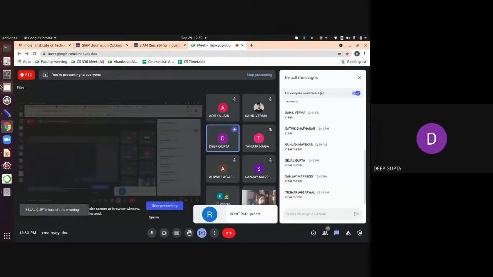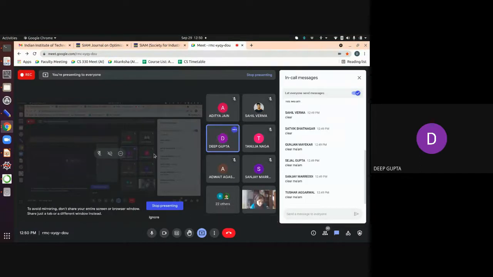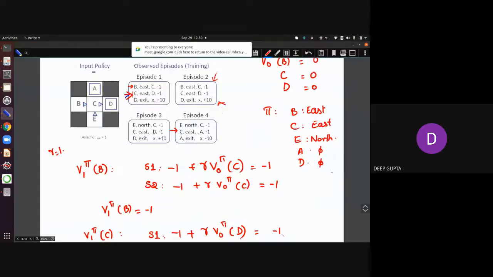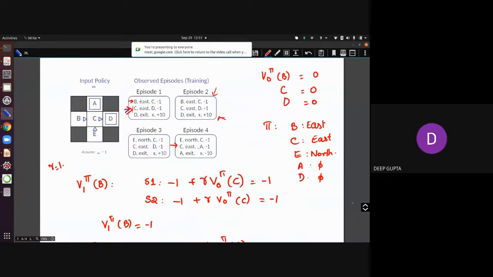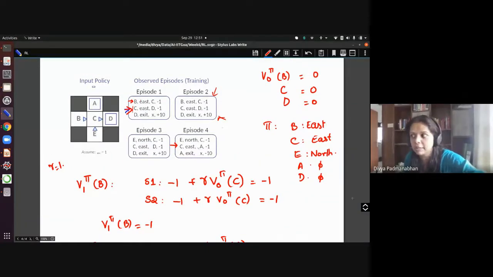Yes, ma'am. But suppose we have got a considerable number of samples and we have run the algorithm. Now, can we update it if we get a new set of samples? Suppose we experiment a little more and get some more samples, can you update the values? That's what you're asking.